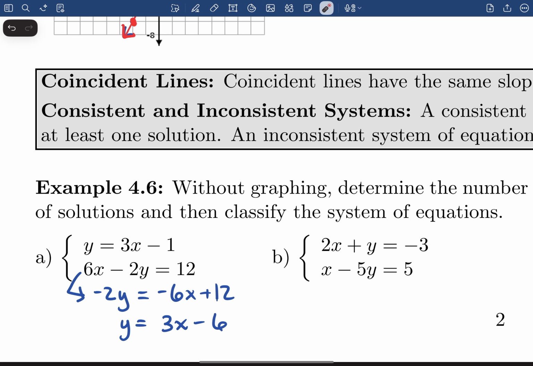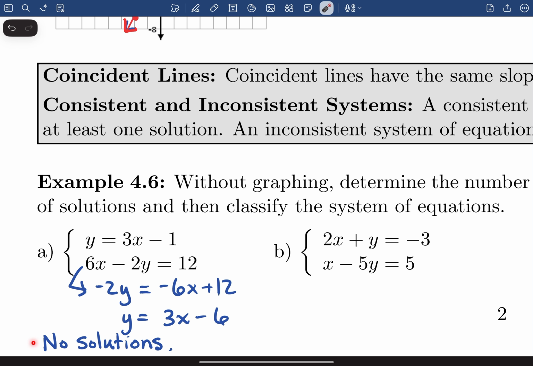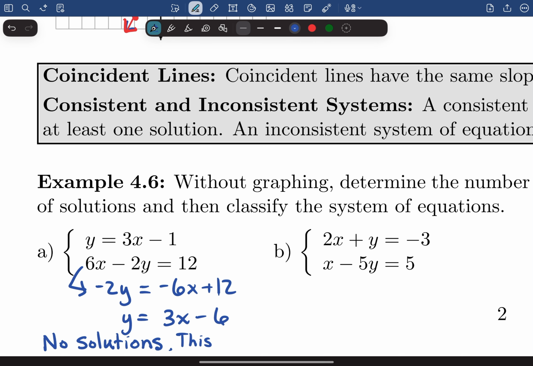So these two lines in the system are parallel lines, and parallel lines do not touch each other. So there are no solutions to this system, right? No solutions. I didn't even have to graph it. I just could think about it conceptually because I could see the two lines in slope-intercept form were parallel to each other. And so we call a system that has no solutions inconsistent. Okay? So this system is inconsistent. Let's just say inconsistent. How's that sound? Okay?